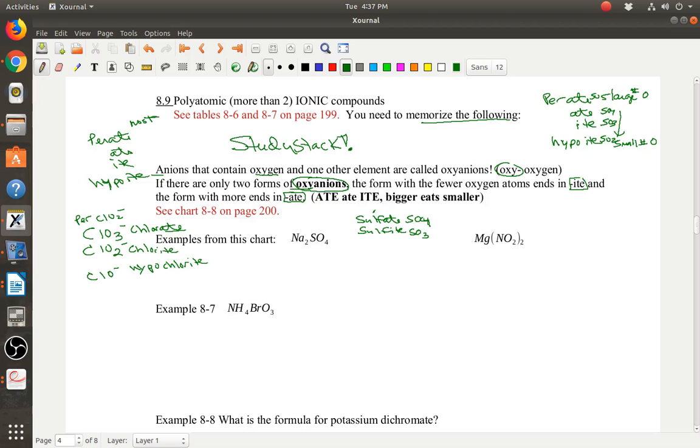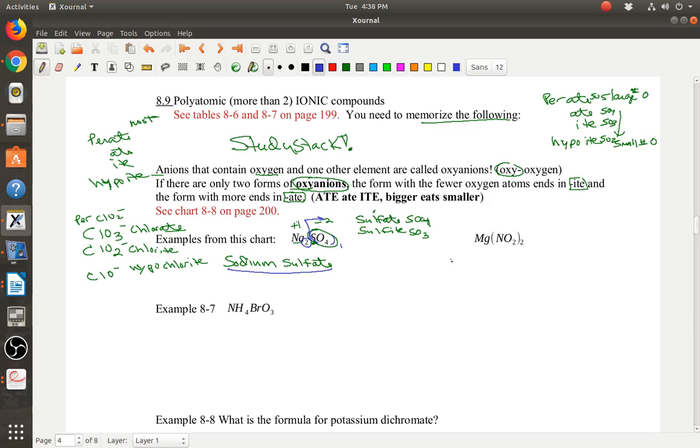Per-"ate," "ate," "ite," hypo-"ite." So how do we name these things? This is sodium. And just like before, we just write the name. And SO4, you have to recognize, see it has sulfur in it? Sulfate. All right, sodium sulfate. Sulfate has a -2 charge, and sodium has a +1 charge. I know that because I put the charges on the top, swap and drop, or pick the charge back up and undo the swap. So the 2 goes over there, and there's 1 sulfate ion, and it goes over here. So this is sodium sulfate. Now these are kind of difficult, so we'll keep trying.